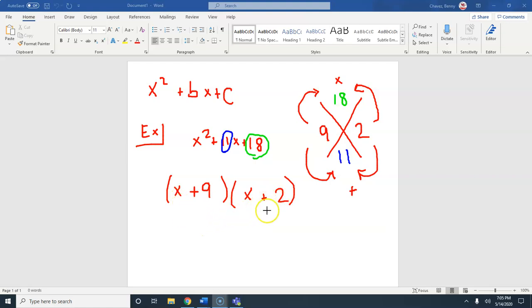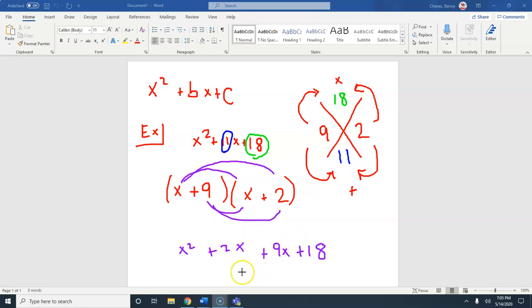To double check ourselves, we can multiply this out. You can use the area model or the distributive property. For the purposes of this video, I'm going to keep it very straightforward and use the distributive property. So x times x is x squared. x times 2 is positive 2x. Then 9 times x is positive 9x, and 9 times 2 is positive 18. Combining like terms, the 2x and the 9x, we get x squared plus 11x plus 18. So it's equivalent to our beginning.